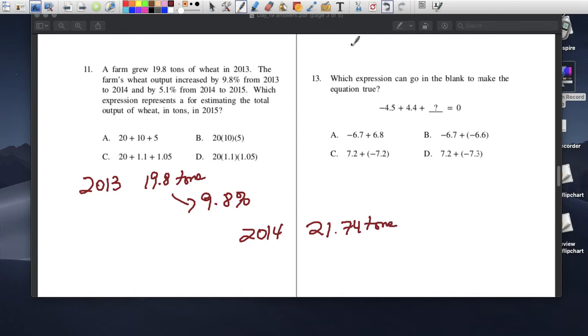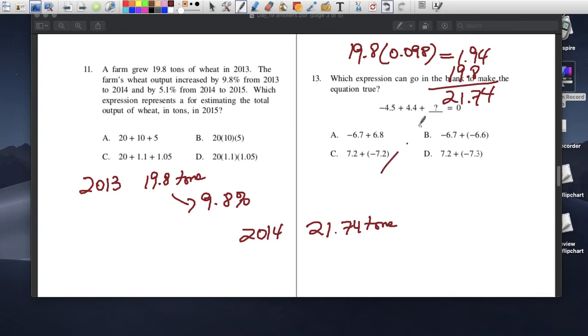Just over here, I'm going to multiply 19.8 times 0.098 for those of you who really insist on doing it that way. 19.8 times 0.098 gives you 1.94. Right? So if you add 1.94 plus 19.8, you get 21.74. Notice that you get the same answer. So if you do it the quick way or the long way, same answer. So in 2014, it grew to 21.74 tons.